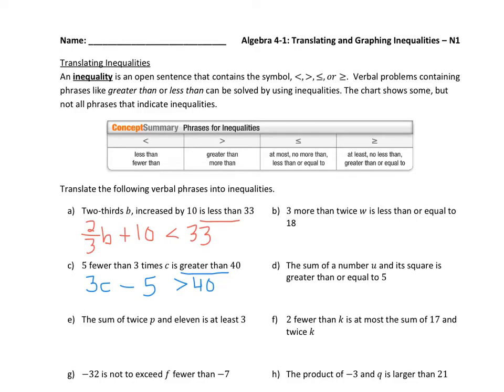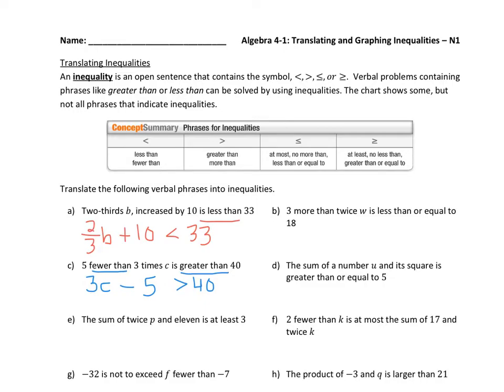Now, how did I know fewer than wasn't my symbol? It doesn't say 5 is fewer than 3. If it said 5 is fewer than 3, then I would use one of my inequality symbols. Here, on the right, it says C is greater than. So 5 fewer than 3 times C is greater than 40. So you're still kind of looking for that word is, just like we did when we wrote equations.